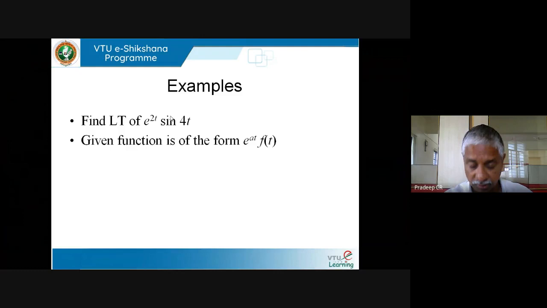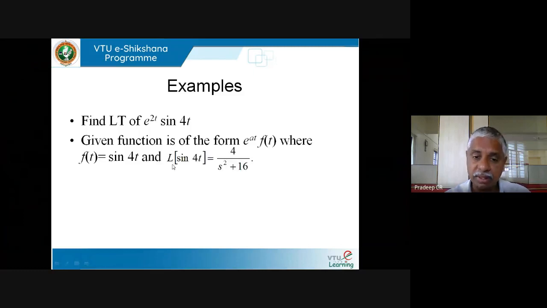What is the formula? I observe that the given function is of the form e^(at) into f(t), where f(t) is sin 4t. I know the Laplace of sin 4t is 4 by s squared plus 16. How do I know this? I use the table. So use the shifting formula.